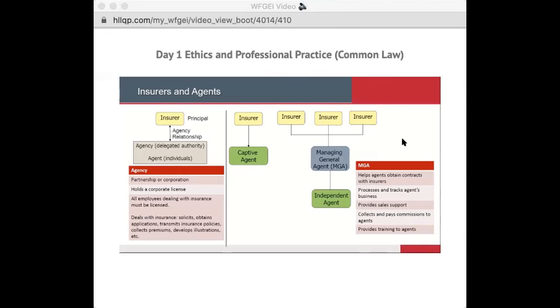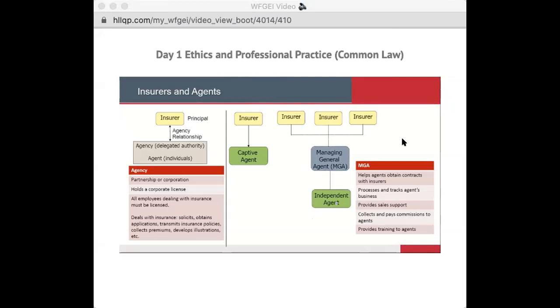A much bigger chunk of the market, of course, is through the MGA. The managing general agent basically deals with a number of different insurance companies, 2, 5, 10, 15, depending on how big they are. Many of them are quite large, so they can deal with many insurance companies. Those insurance companies give contracts to the managing general agency, and that managing general agency then extends contracts to the independent agent.